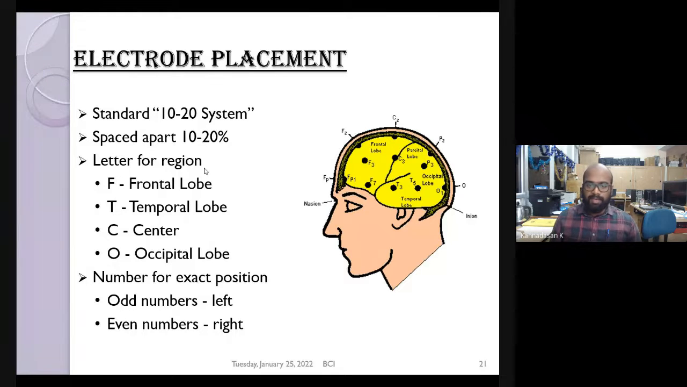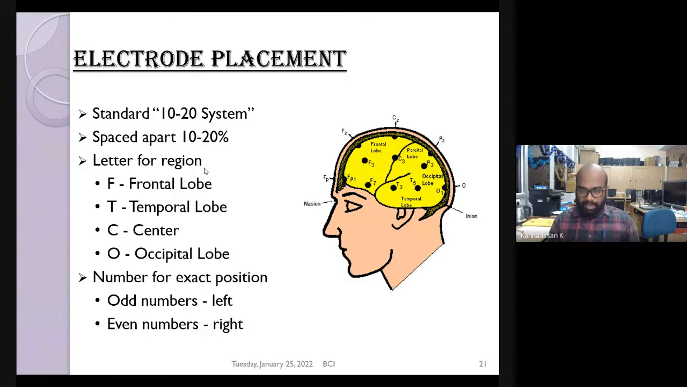So first you will measure the space from the mid part between the eyebrows. This is called the nasion, a part you can touch and feel. When you move your fingers along the back of your head, there will be a sudden dip. That is called the inion, where your skull ends. So you'll measure with a tape from this point to the back, calculate the distance, and split it into 10% and 20%.